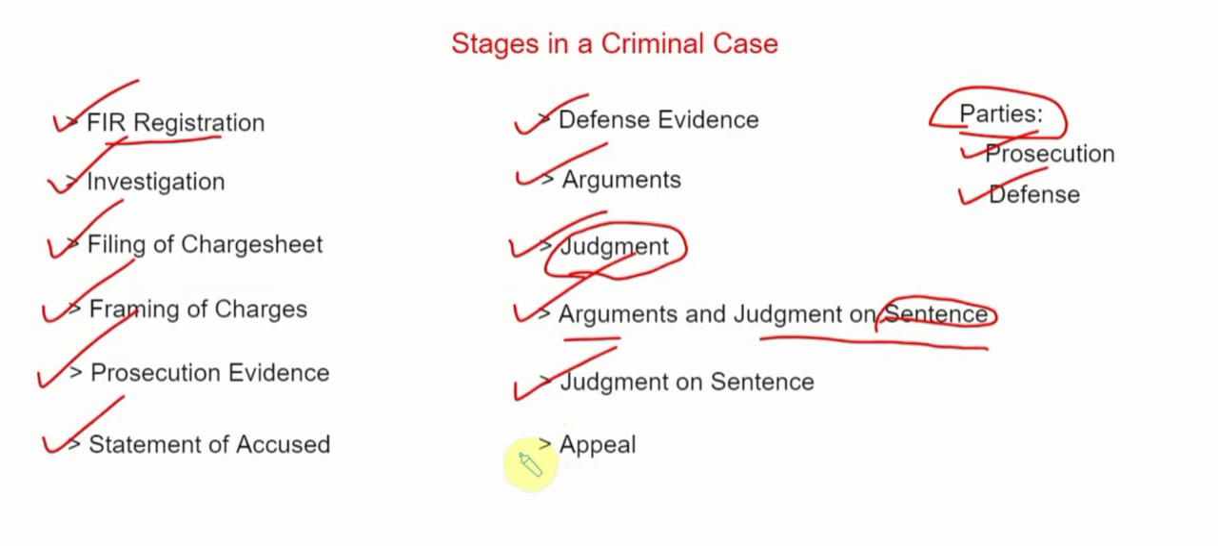The last step here is the appeal. Appeal is when the prosecution or the defense is not happy with the case. If the prosecution feels he should have gotten a more serious punishment, or if the defense feels that he's being punished unreasonably, then they will file an appeal before the appellate court. So these are the stages in a criminal case. This can vary in realistic situations, but to a great extent this covers the skeleton of the entire process, from the start of an FIR to the appeal stage.